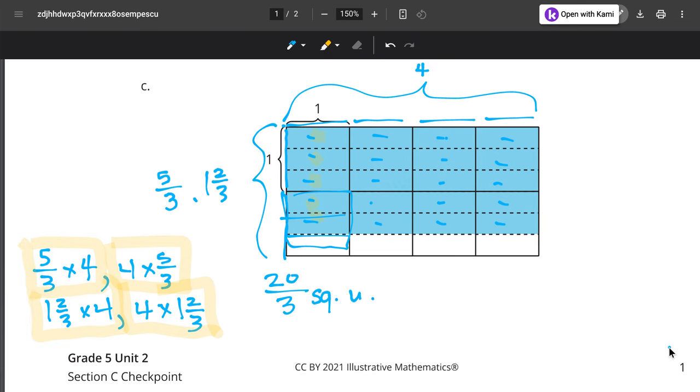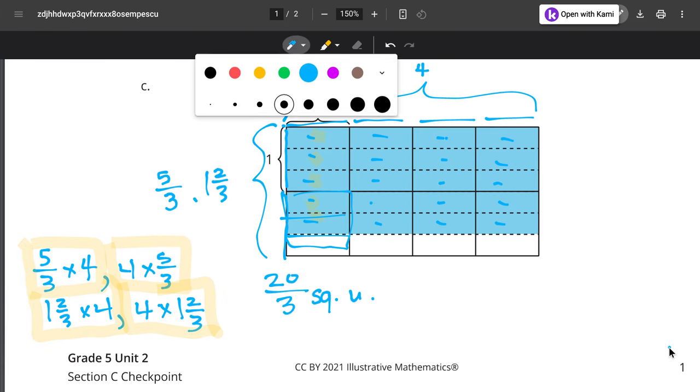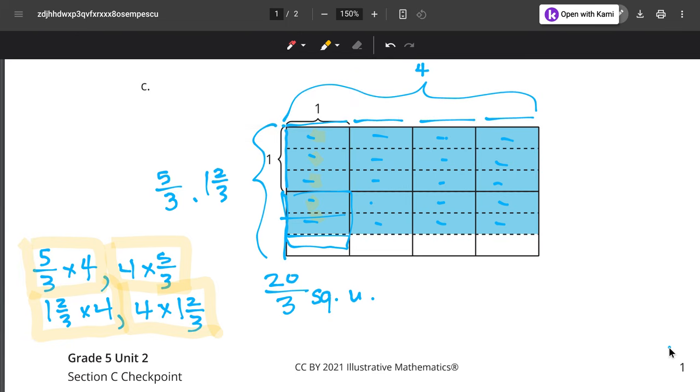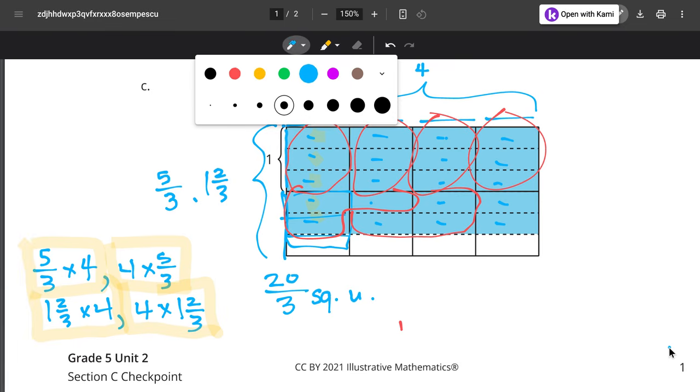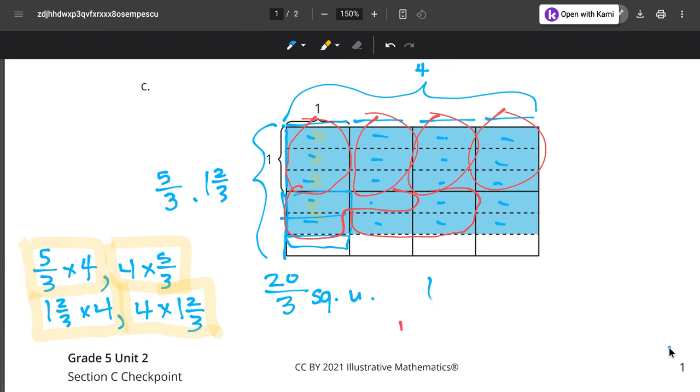I could write that as my answer. Or if you want to go in and circle your wholes and think about what 20/3 is as a mixed number, I see 1 here, 2, 3, 4, then I see 5, 6, and 2/3 left over, right? So we could also report this as a mixed number. We could say that we have 6 2/3, and again, that would be square units.